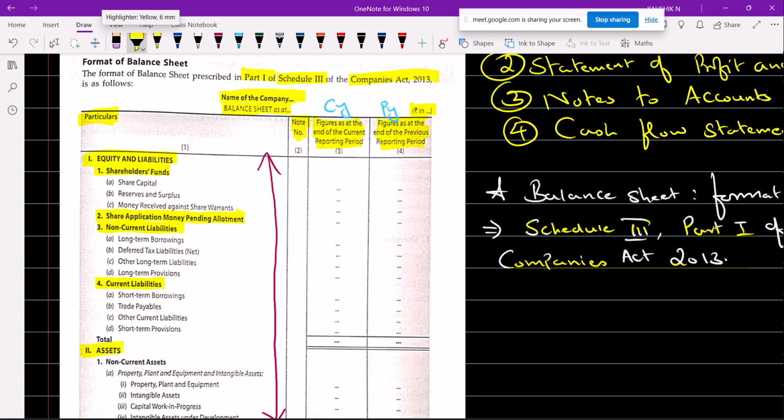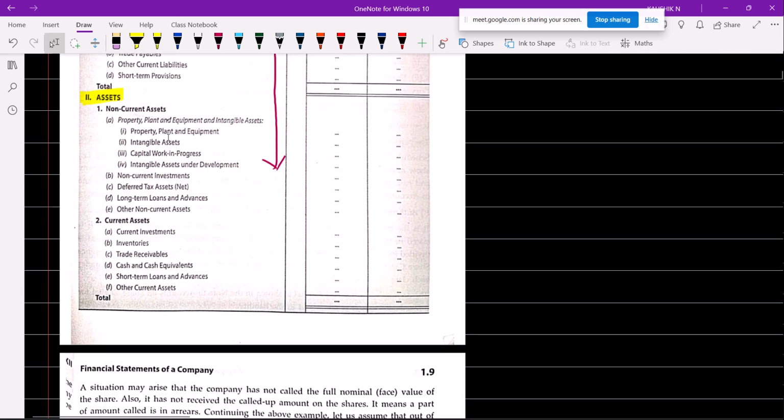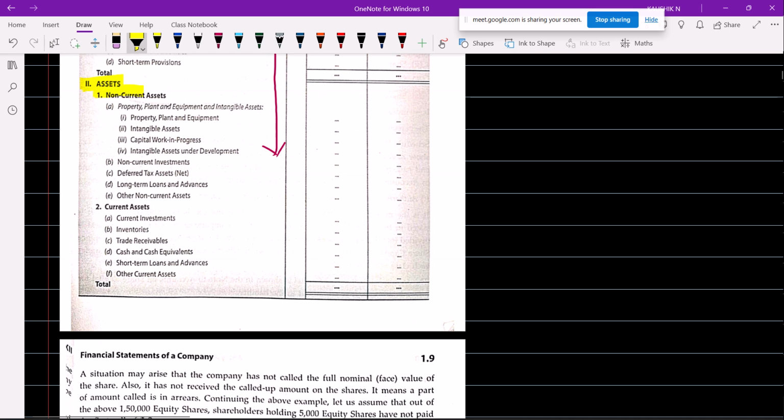So literally speaking, the items which are considered to be major heads are shareholder funds, non-current liabilities, and current liabilities. These three are the major heads with respect to the liability side of a balance sheet. Now, moving on to the asset side of your balance sheet. In the asset category, you have got only two items. One is your non-current assets, and the second heading is current assets.